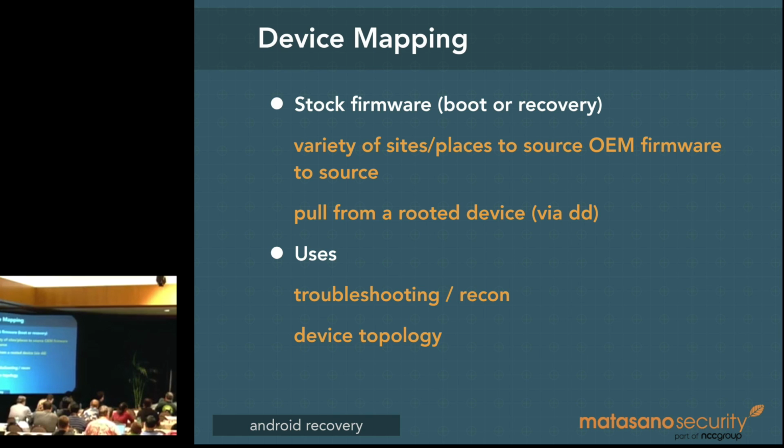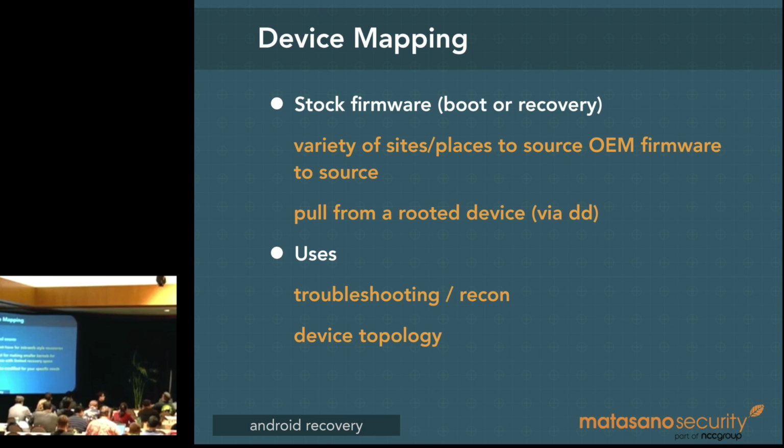And it's also great to just kind of pull this apart and figure out how it works, which I'll show you coming up. There's actually a lot of sites that host this kind of stuff. Or if you have a rooted device, you can just use dd to dump the partition you're interested in. And it's really useful for troubleshooting weird OEM hacks that people have done to make things work. I'll get into that more, but more so just to build yourself a device topology here.